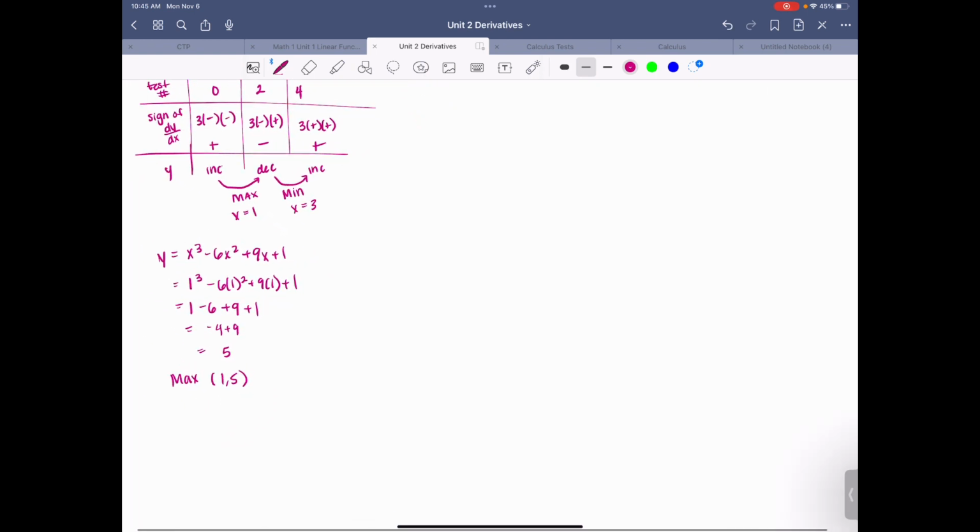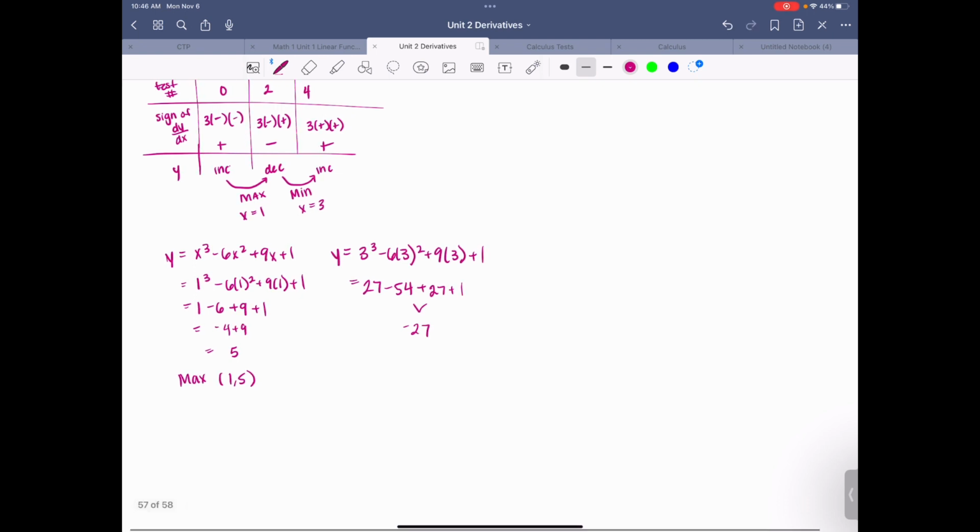And I can go ahead and plug that 3 in to figure out what my minimum value is going to be. So 3 cubed minus 6 times 3 squared plus 9 times 3 plus 1. So that's 27 minus 54 plus 27 plus 1. So negative 54 plus 27 is going to be negative 27, plus this 27, plus 1 is just going to be 1. So I have a minimum at 3 and 1.